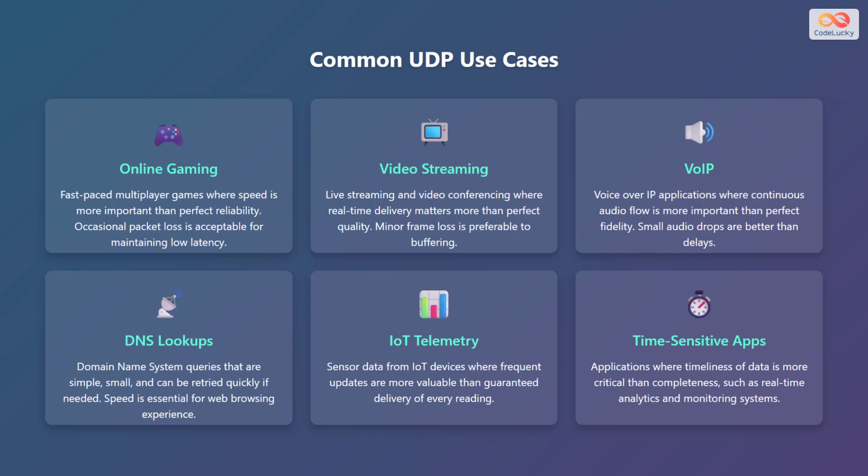than delays. Domain Name System, or DNS lookups use UDP for simple queries where speed is essential. Internet of Things, or IoT telemetry utilizes UDP for sensor data, where frequent updates are more valuable than guaranteed delivery. Lastly, time-sensitive applications benefit from UDP's timeliness of data, crucial for real-time analytics and monitoring systems.